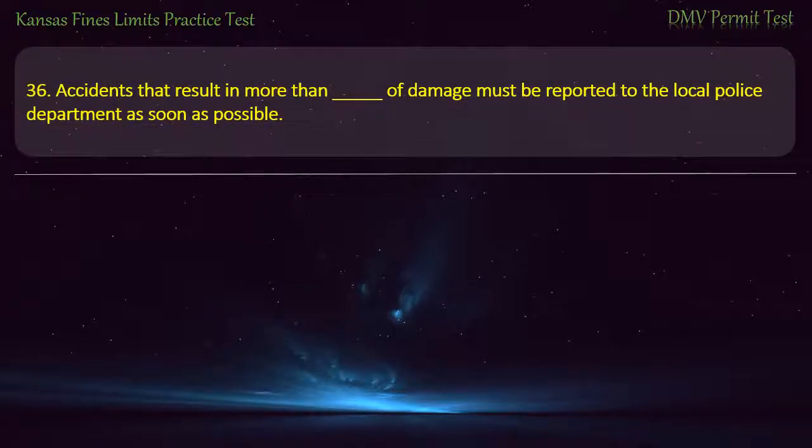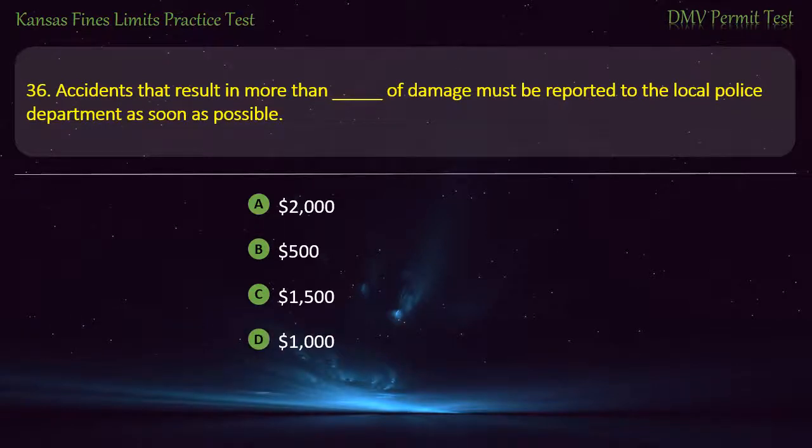Question 36. Accidents that result in more than of damage must be reported to the local police department as soon as possible. $2,000. $500. $1,500. $1,000. Answer. $500.